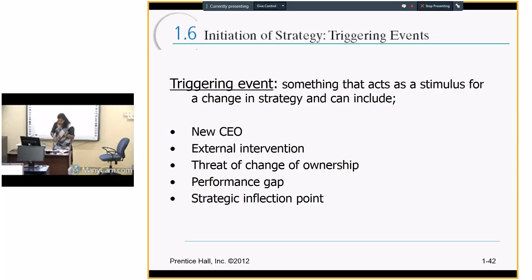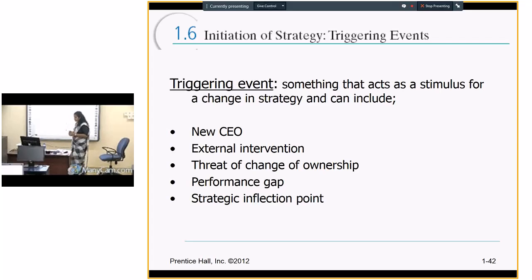Then the performance gap. What do you mean by performance gap? Yes, as we discussed under evaluation and control, if we have identified that our actual results have a huge deviation from the expected results, there is a performance gap. Then accordingly, we have to change our strategies. Understood? So that is one triggering event.